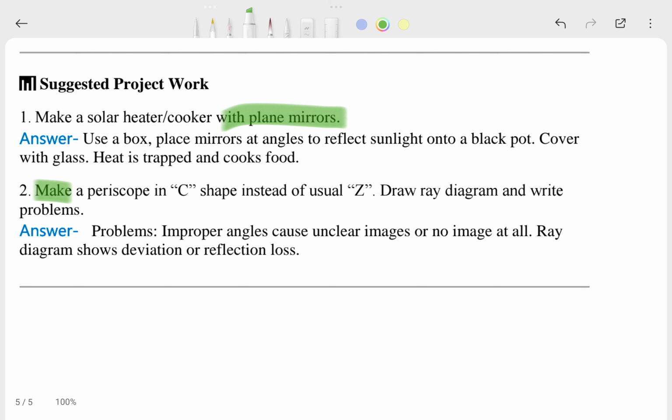So our chapter is completed here, and I think everything in this chapter is clear. I hope this video is going to be helpful for you. In the next video we will talk about the question answers of our next chapter.